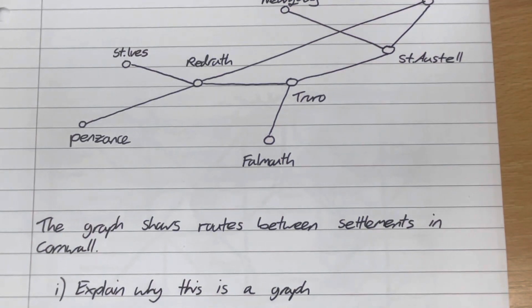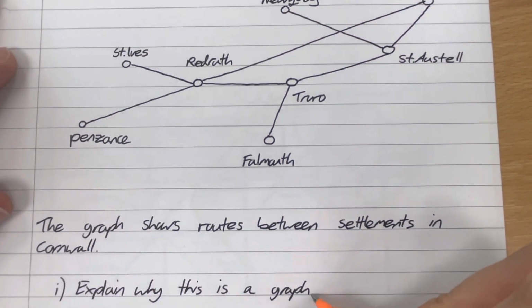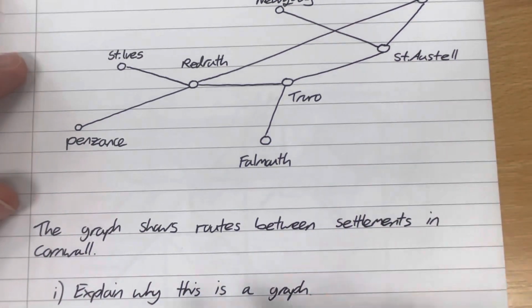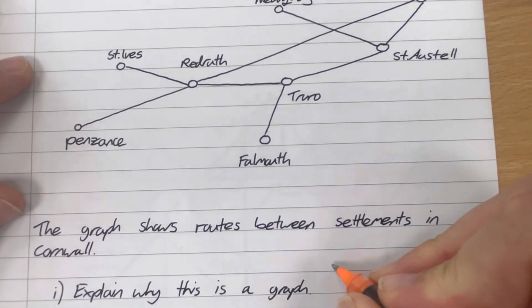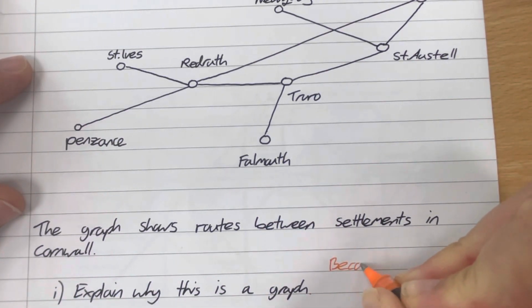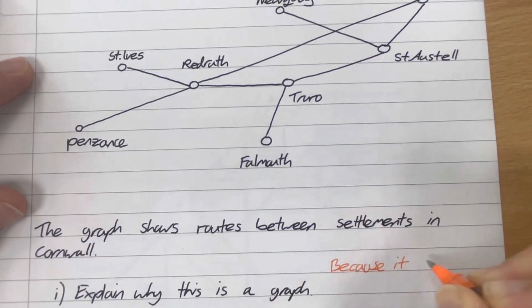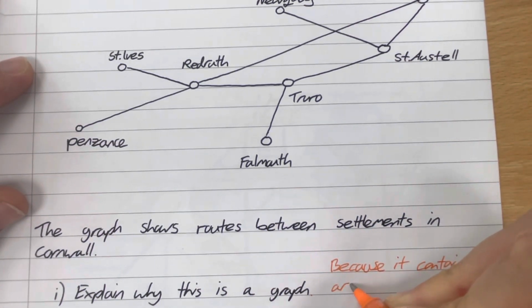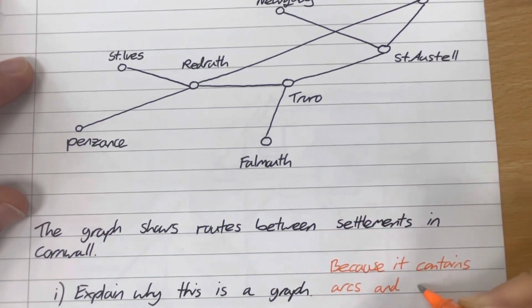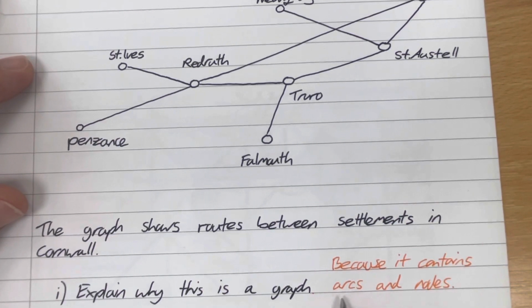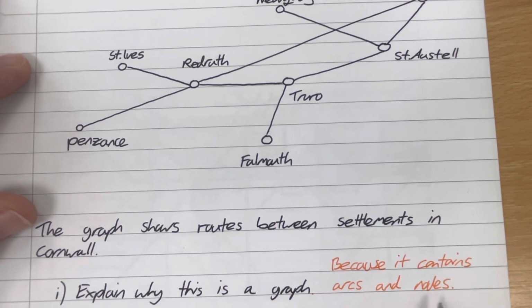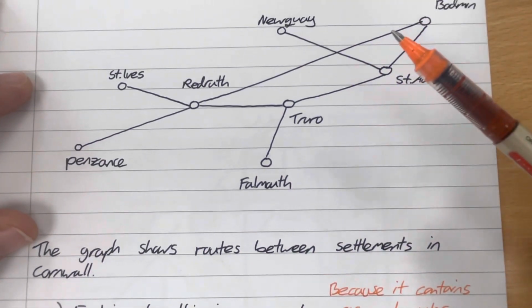Okay, so nice simple answer. Don't forget we are using graph theory from decision maths. So this is a graph because it contains arcs and nodes. Don't forget there are other words that you could use. Arcs could be interchanged with edges and nodes could be interchanged with vertices. It just contains arcs and nodes.